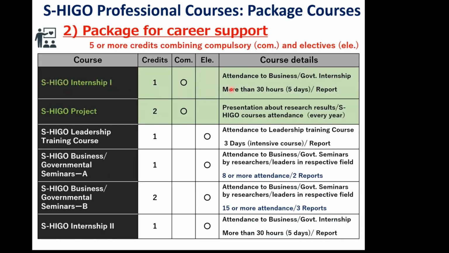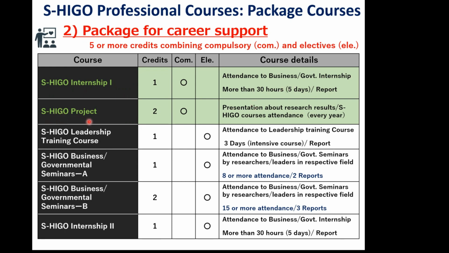Okay. Now I'll go to the next package, the package for career support. You have to take 5 or more credits combining compulsory and elective ones. We have the S-HIGO internship with 1 credit that is compulsory, which will include a business or government internship. Usually it's about 30 hours or 5 days, which can be consecutive days or in different weeks. We are organizing internships either online for some governmental internships, or we visit many organizations and business firms for that.